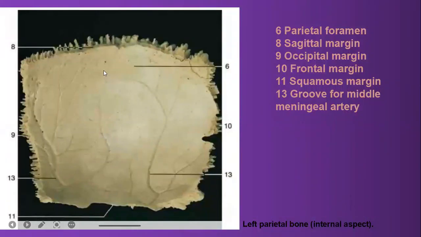And for us, we have some structures within the parietal bone. The part labeled 6 is the parietal foramen, part labeled 8 is the sagittal margin, 9 is the occipital margin right here. Then we have the part labeled 10, which is the frontal margin, 11 is the squamous margin, then 13 is the groove for the middle meningeal artery.